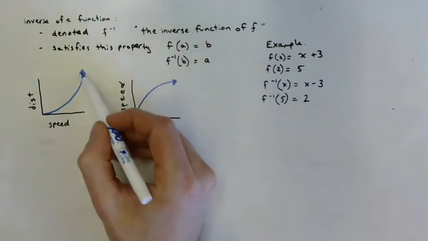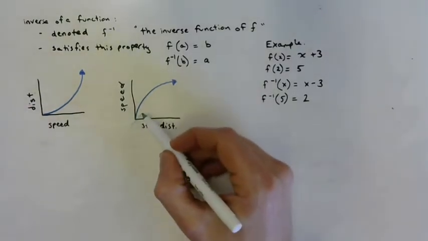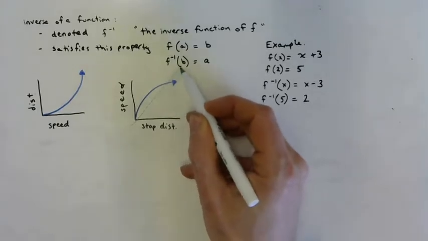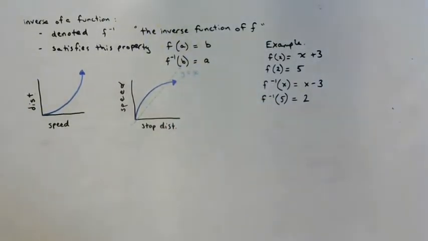By switching the variables, we changed the graph and we actually reflected it over the line y equals x. So the inverse of any function, if you're graphing, is simply a reflection over the line y equals x.